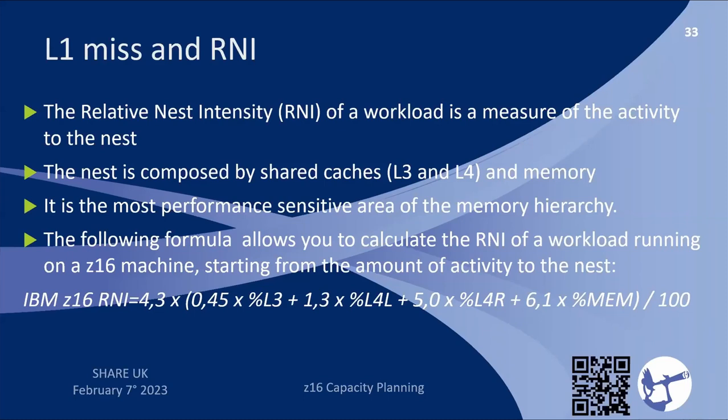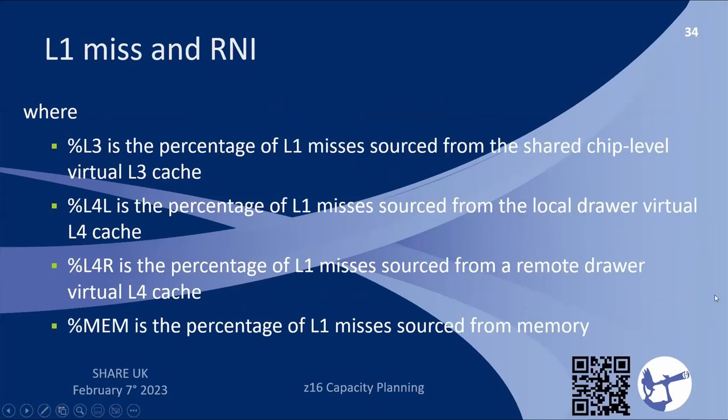So this is not true so far for the Z16. This is the formula that has been announced by IBM. And you see that you have to weight the percentage of a situation where you go in level 3, and then level 4 local, and then level 4 remote. Anyway, this is the formula. In the next few slides, I will not read all the slides. I will leave them for those that are really interested in doing this kind of thing for themselves.